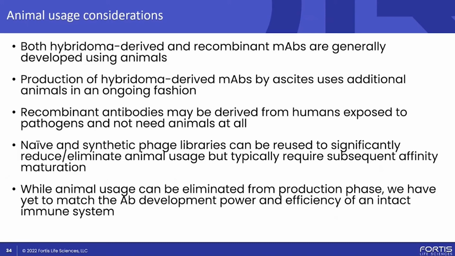So while animal usage can be eliminated from production with recombinant monoclonals, I would argue that we've yet to develop a technology that truly matches the antibody development power and efficiency of an intact immune system. So there is still a need to at least develop the antibodies in animals, but the need for animals in the production of antibodies has really been eliminated at this point by recombinants.